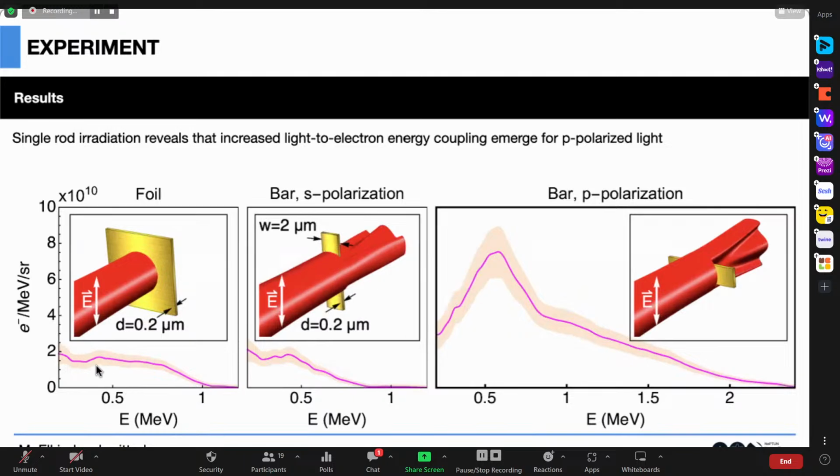And here we see that there is very low spectral emission of electrons for the foil, and for this rod when the radiation is in S polarization, meaning that the electric field is parallel to the long dimension of this microbar. But when we rotate the microbar by 90 degrees, suddenly everything lights up and there are lots of electrons with a much higher spectrum.